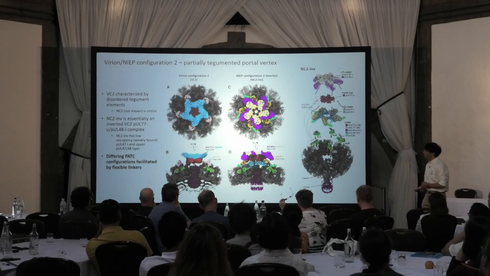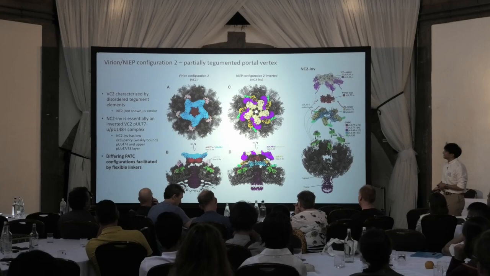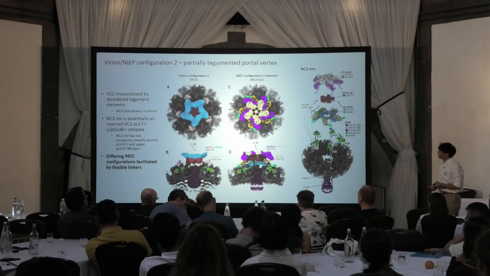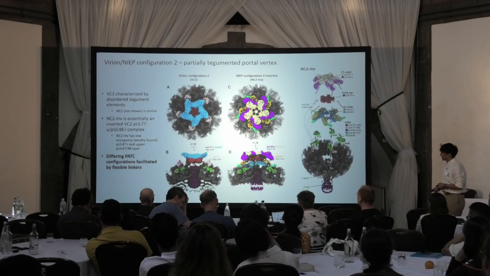So moving on to virion NIP configuration 2, or VC2, NC2, so this archetype. VC2 is characterized by, relatively speaking, more disordered tegument elements, and you can see this reflected in the lower resolution of the reconstructions that we have for these specific configurations. NC2, which isn't shown, is similar to VC2 here. And then again, as I pointed out earlier, NC2 inverted is essentially this structure flipped on its back, and then you have these 47-48 dimers loosely hanging on the top.